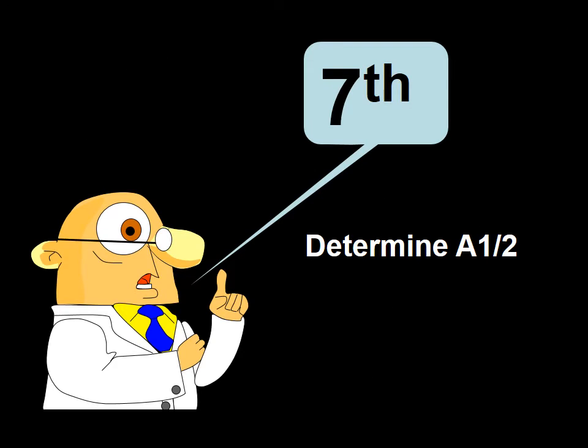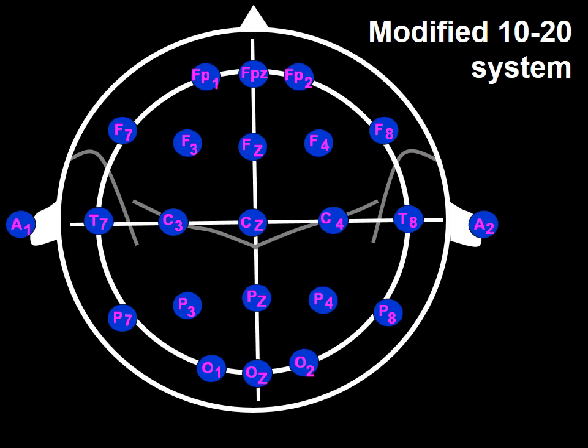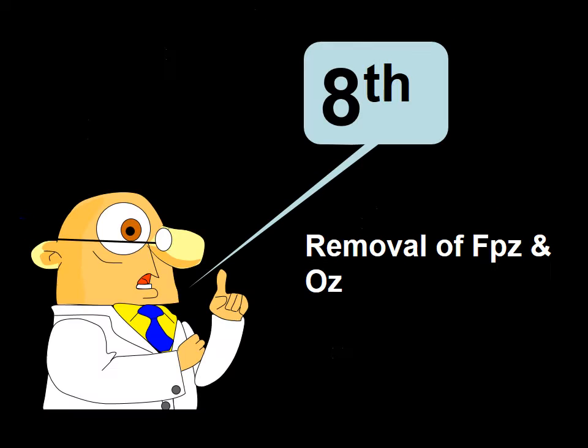But it is not over yet. Next, we place A1 and A2. We again go to the left side and place A1 at the earlobe. It can also be placed on the mastoid. We do the same thing on the right. Once these ear electrodes are placed, the diagram would look as you see in this frame.